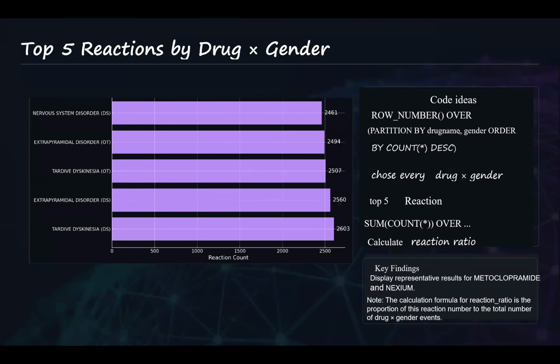And here's our top 5 reactions by drug cross-gender. What we observed is that the top reactions are highly concentrated in neurological disorders, and these reactions also have different frequencies for males and females, which supports our broader finding that drug safety profiles vary significantly by gender.